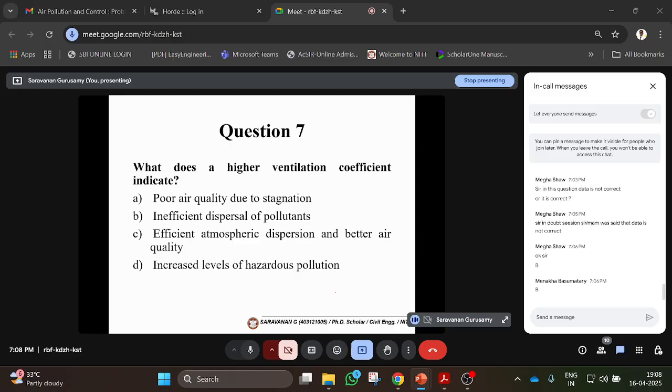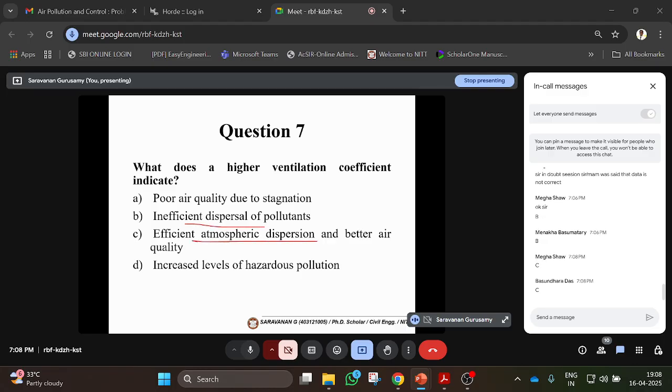Okay. What does a higher ventilation coefficient indicate? Ventilation coefficient. The options: poor air quality, inefficient dispersal of pollution, efficient atmospheric dispersion and better air quality, increased level of hazardous pollution. So one is looking good. Higher ventilation coefficient, higher ventilation, means efficient atmospheric dispersion. That is correct, right? So good. That's why we have to have lots of ventilation windows in our home. When there is good ventilation, there is high dispersion of pollution.